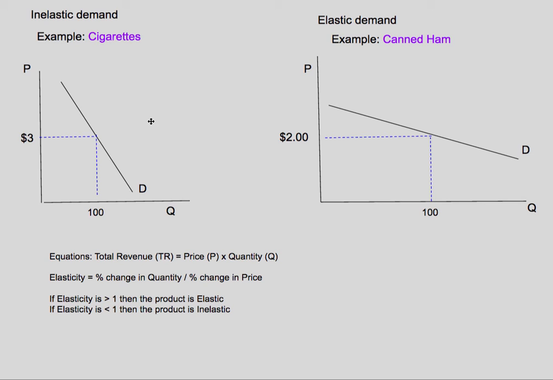So let's start here with the cigarettes. At this point, we're saying that cigarettes are $3 a pack, and there's 100 being sold per day. So let's calculate our total revenue. The equation's here. Total revenue is price times quantity. So in this case, it's $3 times 100 equals $300. And I should just say our total revenue is this.